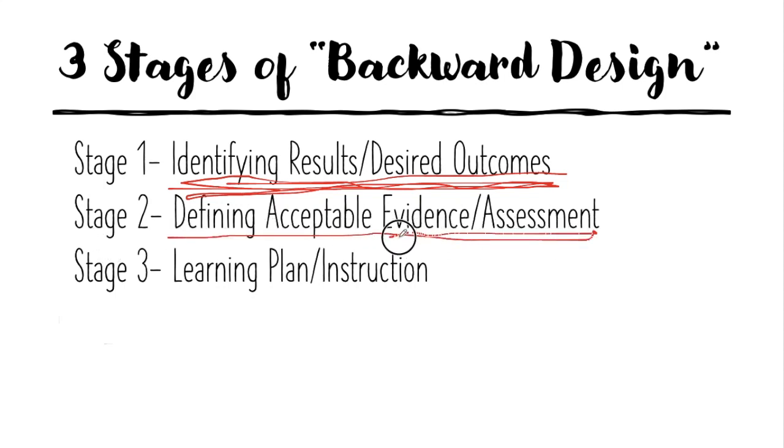What are some tests that you are going to do? What are some performance tasks? What are projects? What are products that you'd be asking from your student? Then stage 3, the last one, what would be the learning plan and what would be the instruction? So how are you going to teach your students the topics, the content, so that they'd be able to reach stage 1, and they'd be able to give you stage 2. So that's the 3 stages of your backward design.